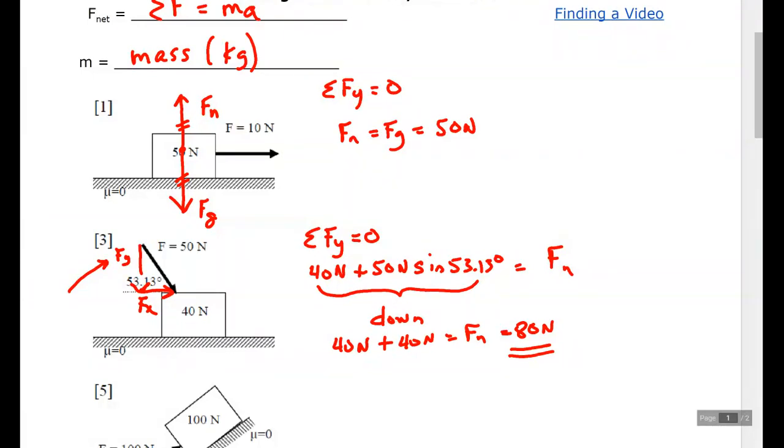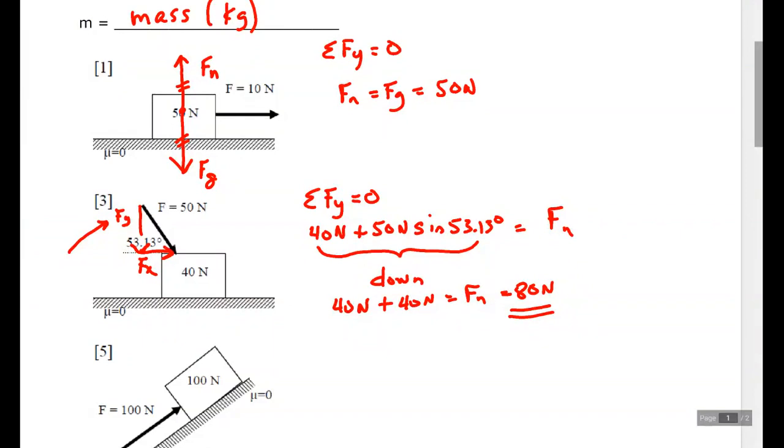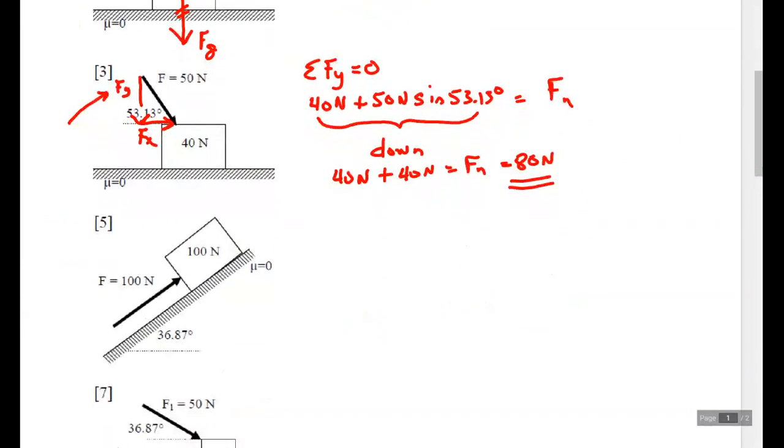Okay. Now let's take a look at the third one. Once again, we're going to find the normal force. We start the same way: sum of the forces in the y direction equals zero to find the normal force. The normal force would look like this. It goes up like that. Remember, it's perpendicular to the box and perpendicular to the surface. That would be the normal force.